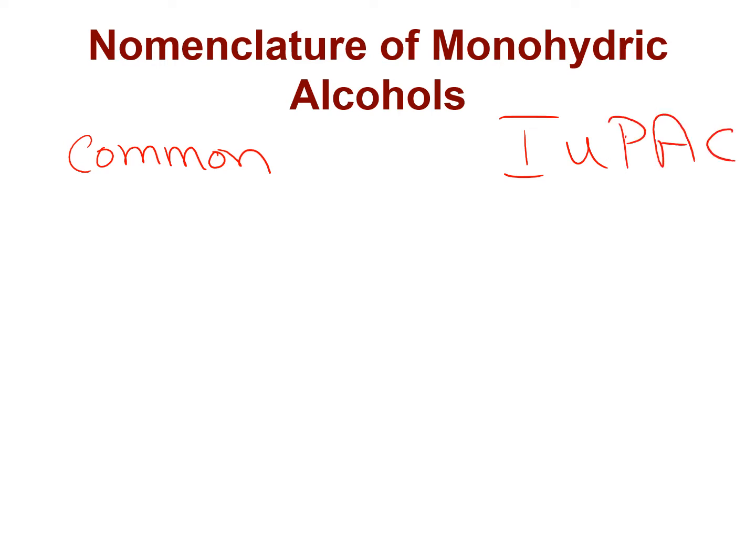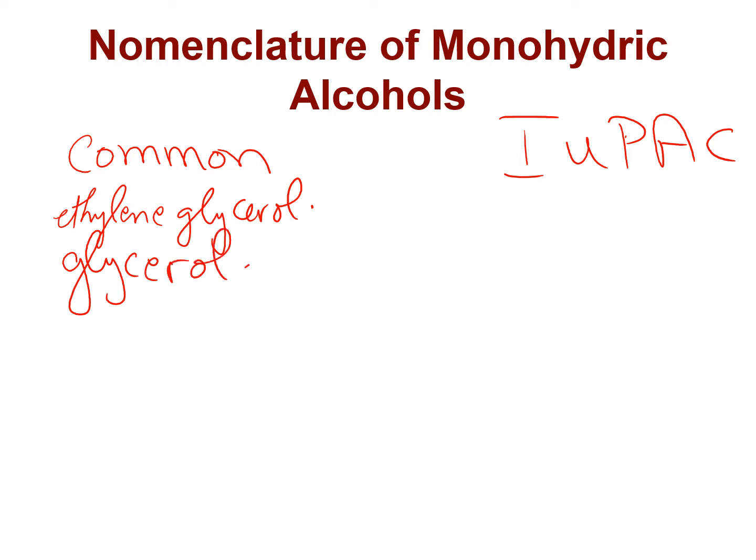If we take a look at the nomenclature of the monohydric alcohols, as we usually study, we have the common names and the IUPAC names. We are used to looking at two types of nomenclature, common names and IUPAC names. In the case of alcohols, a common name is something like, for example, ethylene glycol. This is a common name. Glycerol is a common name. This is in the case of more than one OH.